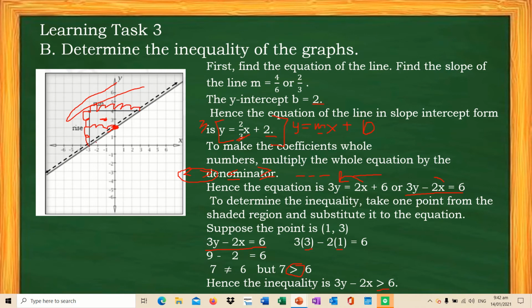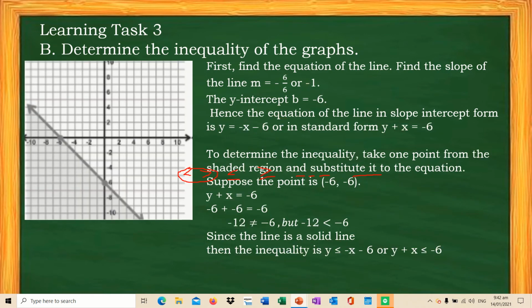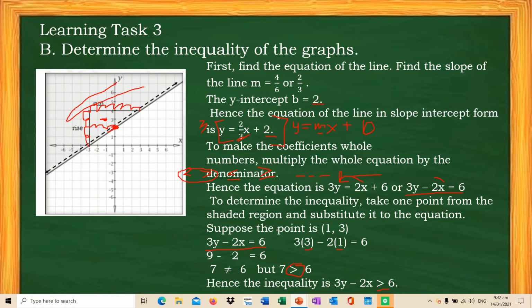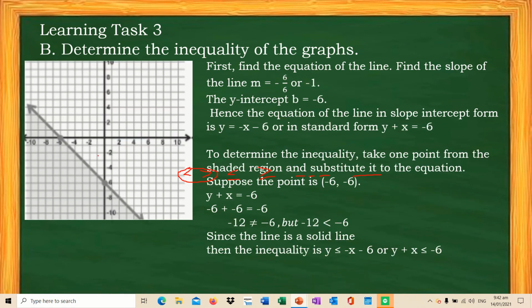Okay, so you can choose another point. Basta dito sa shaded region ang pipiliin nyo. Okay, so let us have second example. So, kung makikita nyo, this is a solid line. So, dito, sa unang example, ang ginamit natin is less than lang dahil broken line. Okay, so for number 2, we have solid line. So, first, find the equation of the line. So, how to find the equation of the line?